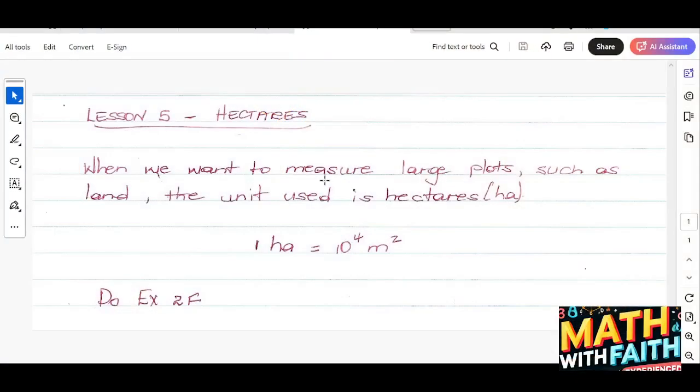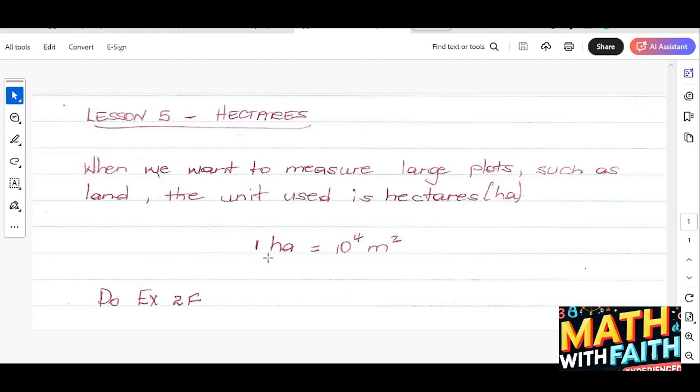So when we want to measure large plots, like plots of land, etc., we use the hectare, right? HA is the short form unit for hectares. So if I have 1 hectare, it will be 1 HA. That's the abbreviation that we use to say this is in hectares. So you recognize it's not in hectares squared or anything like that. It's just hectares. So we already know that it's a square unit called hectares, right?